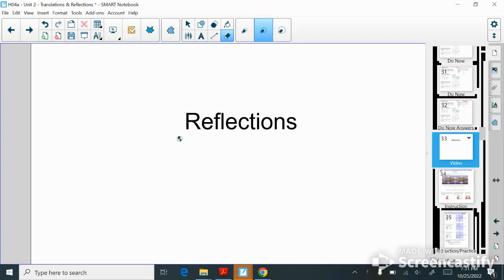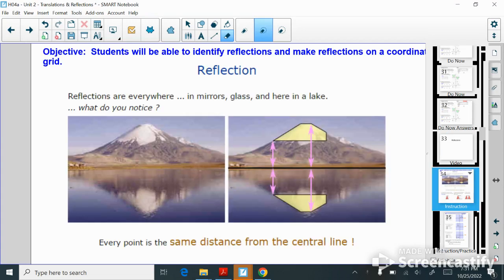Today you'll be learning about another type of transformation called a reflection. The word reflection is used in our daily lives, and that's exactly what a reflection in math is. Reflections are everywhere. We see our reflection in a mirror, in glass. In this example here, we have a lake, and we can see that that mountain is reflected into the lake.